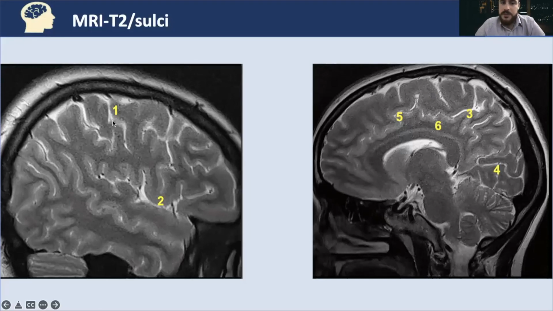Number one is the central sulcus. Number two is the sylvian fissure. This is the frontal lobe. Okay, this is the temporal lobe over here. This is the central sulcus. This is sylvian fissure.